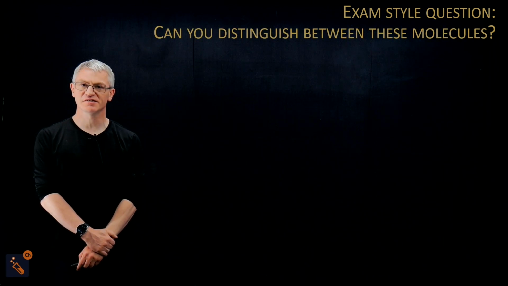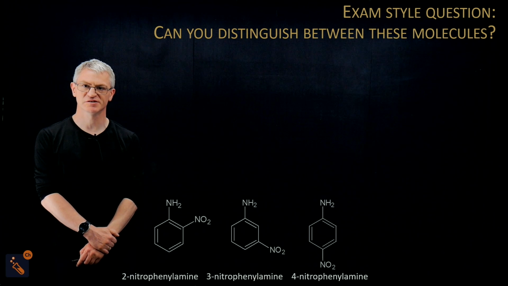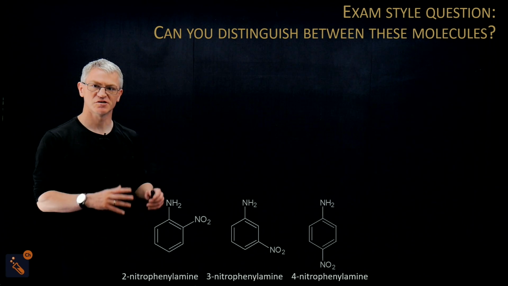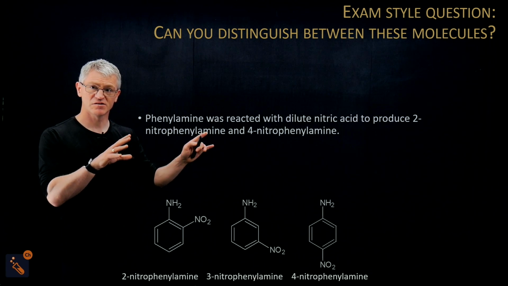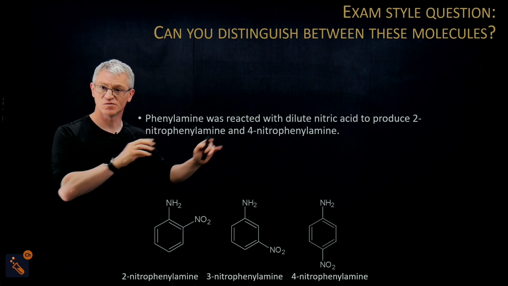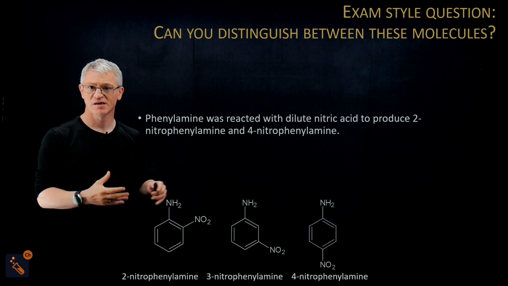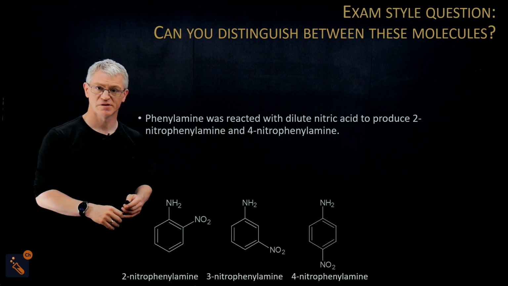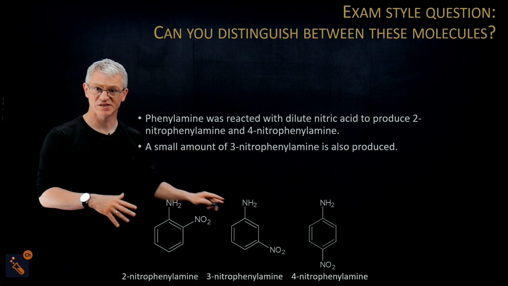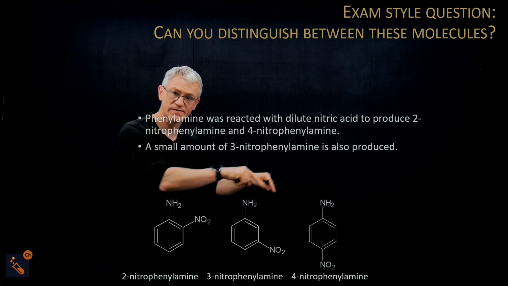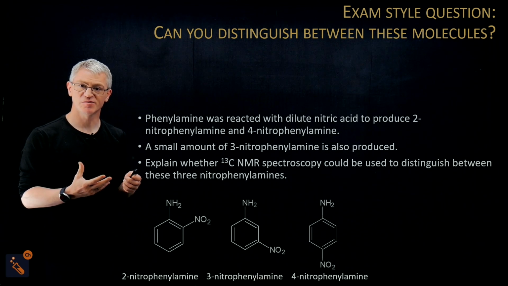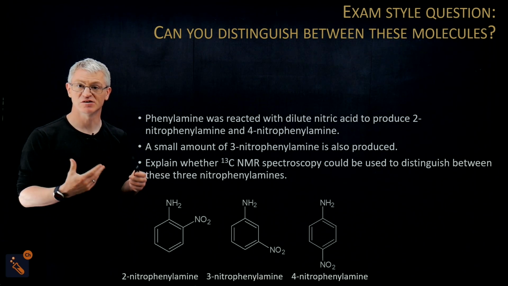So we're going to do another exam style question about distinguishing between different environments. We've got to do one with benzene because benzene is a really tricky one. Phenylamine was reacted with dilute nitric acid, producing 2-nitrophenylamine and 4-nitrophenylamine, with a small amount of the 3 also produced. Now explain whether carbon NMR can be used to distinguish between these 3 nitrophenylamines.